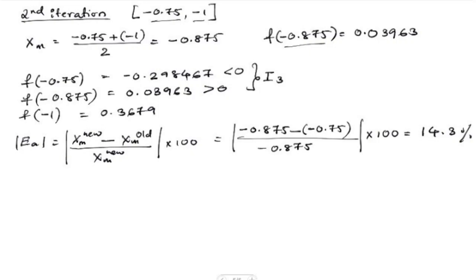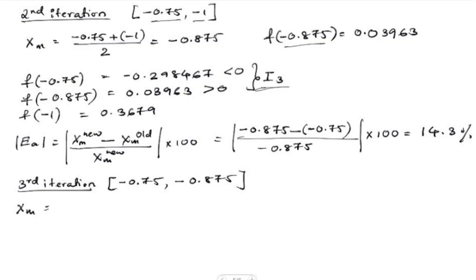Now let's go to our third iteration. The interval we got already is minus 0.75, minus 0.875. Now we find xm, which is minus 0.75 plus minus 0.875, divided by 2, and that gives us minus 0.8125.